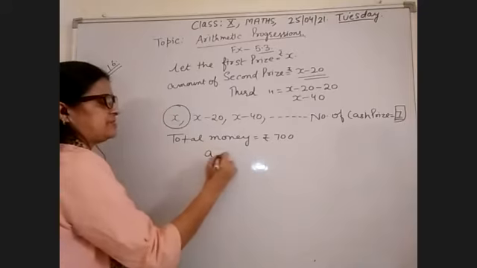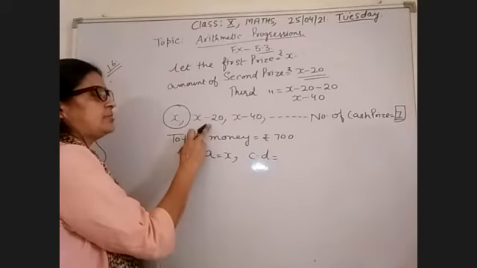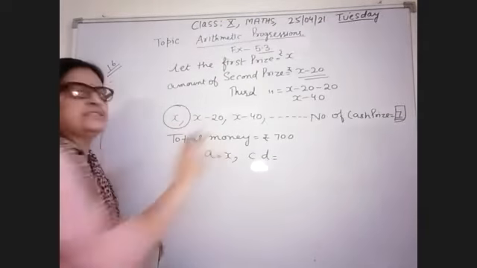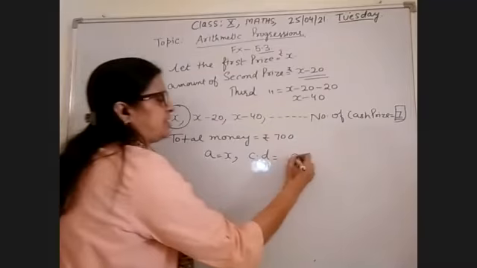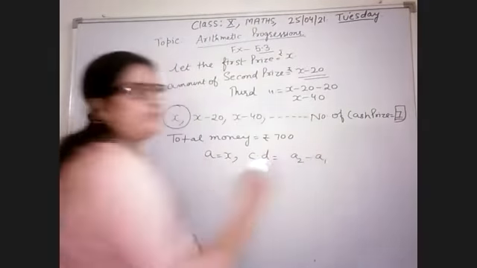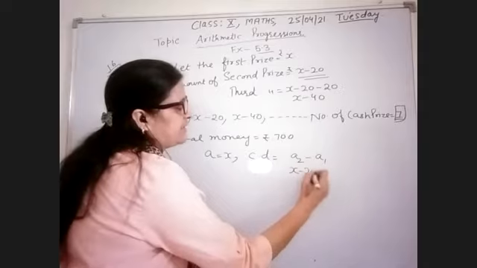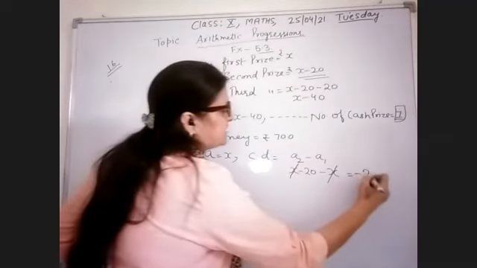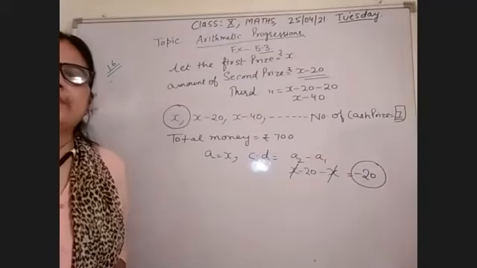Your first term is X and the common difference. How you find the common difference? This is your A1, this is your A2, this is your A3. How you will find the common difference now? A2 minus A1. Okay, your A2 is given X minus 20 and A1 is given X. Cancel X with X, so your common difference is minus 20.